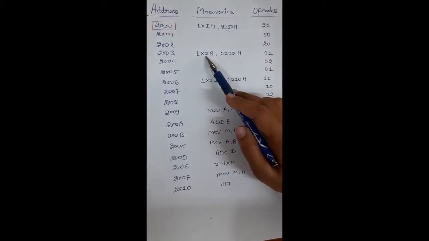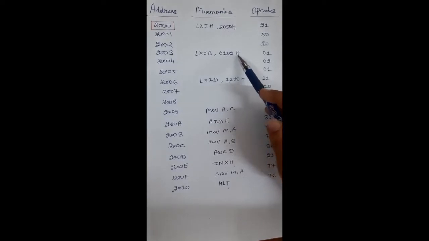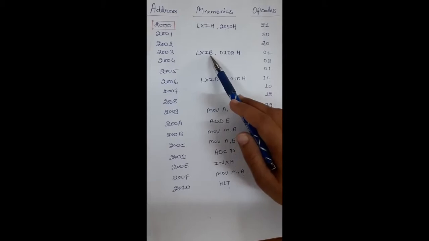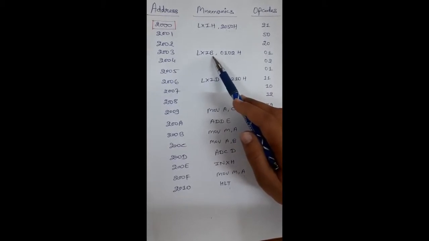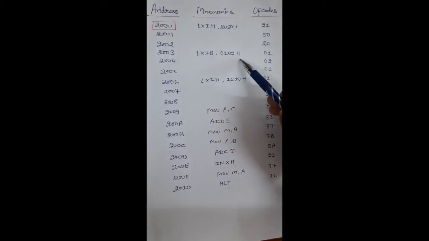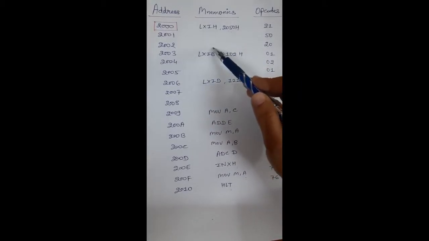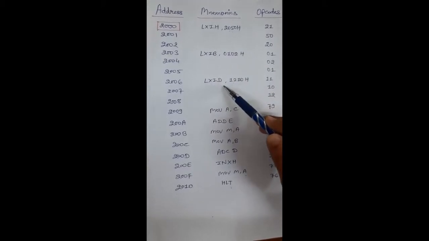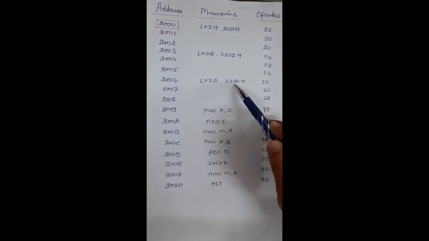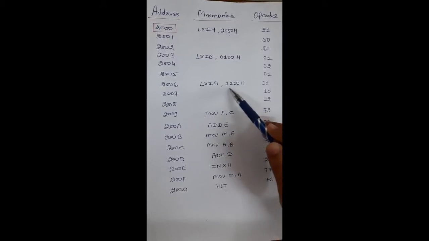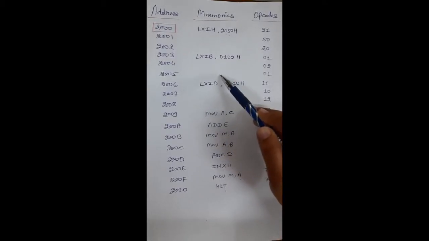Now the next instruction is LXI B, 0102H. This is the same instruction, but here the register pair is BC register pair. So this instruction means we are loading this immediate value in BC register pair. Now coming to the next instruction, this is LXI D, 1210H. In this we are loading this immediate value in DE register pair.